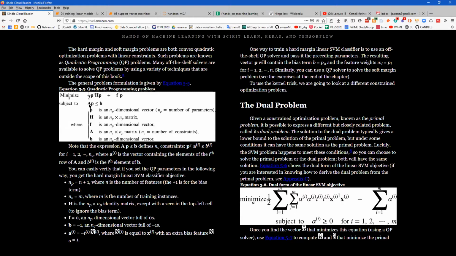And then you have a set of linear constraints that's given by this two-dimensional matrix A and the one-dimensional column vector B. So this is sort of the general form of a quadratic programming problem. And he shows that by considering different values of these things, you can see how this maps into either the hard margin problem, or the soft. And in the exercises, I guess he says they show how it maps into a soft margin problem as well.